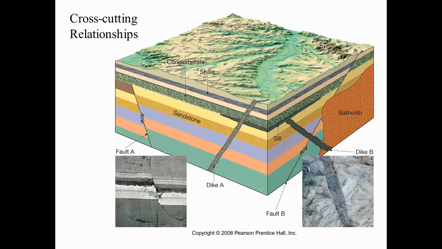Here's some other examples of cross-cutting relationships. We have a horizontal sequence of sedimentary rocks which have been cut by faults. Also, the rocks have been cut by dike A. We have a fault B, and even the batholith, which is cutting both fault B and the horizontally layered sedimentary rocks. We'll come back to this block diagram, but these are just various examples of cross-cutting relationships.